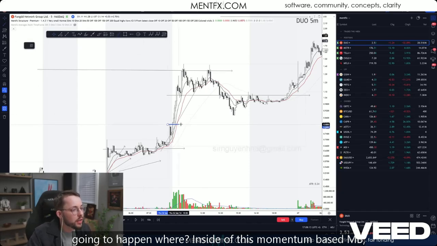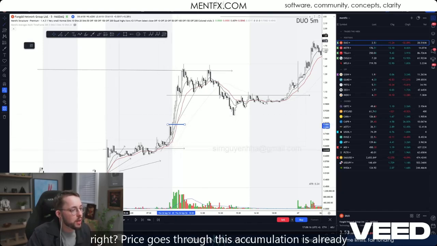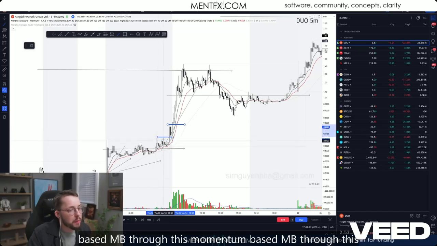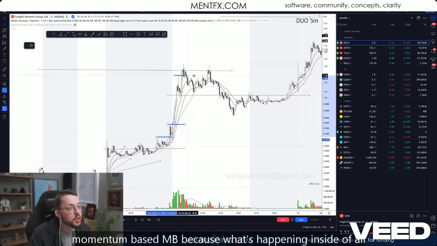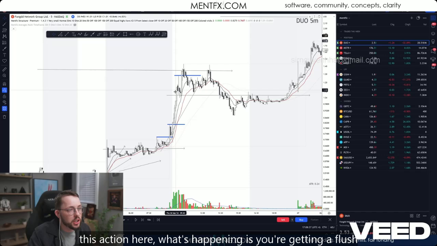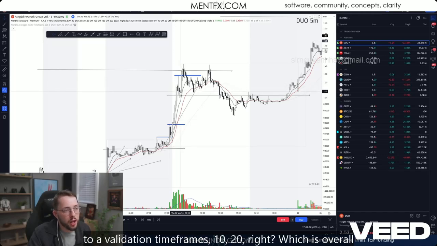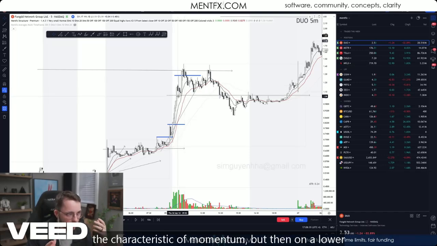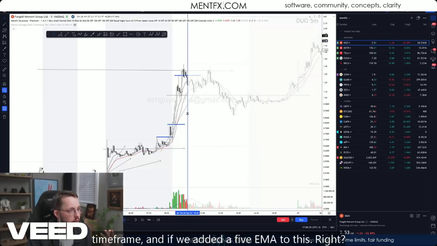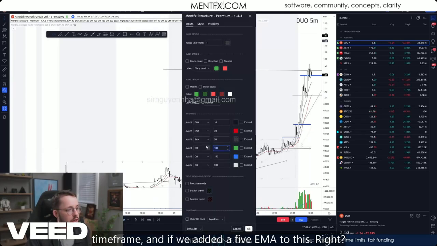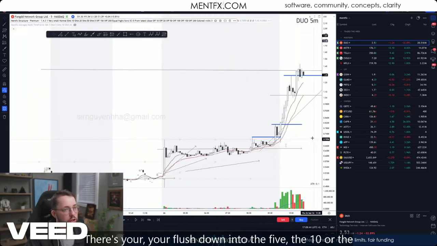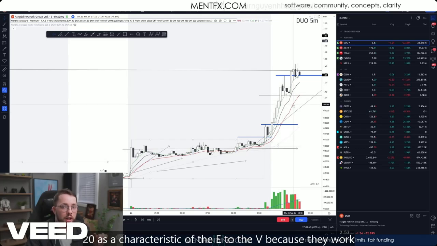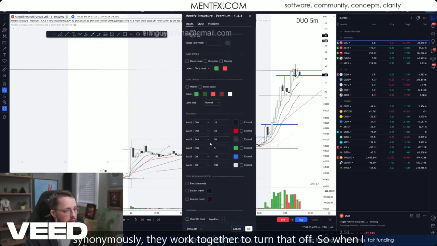Inside of this momentum-based MB, right? Price goes through this accumulation, is already powerful, through this accumulation-based MB, maybe momentum-based MB, through this momentum-based MB, through this momentum-based MB, because what's happening inside of all this action here? What's happening is you're getting a flush to a validation timeframe's 10, 20, right? Which is overall the characteristic of momentum, but then on a lower time frame, and if we added a 5 EMA to this, right, there's your flush down into the 5, the 10, or the 20 as a characteristic of the E to the V, because they work synonymously, they work together.